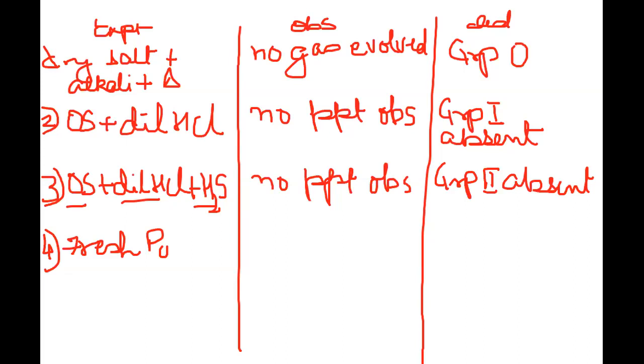Then in the next case, you take a fresh portion of the OS, and in this you add NH4Cl plus NH4OH. The sequence has to be maintained. When you add it this way, if the cations of group 3 are present, it behaves in the same way. Due to the presence of ammonium chloride, ammonium hydroxide shows less dissociation, and therefore fewer hydroxide ions are formed.